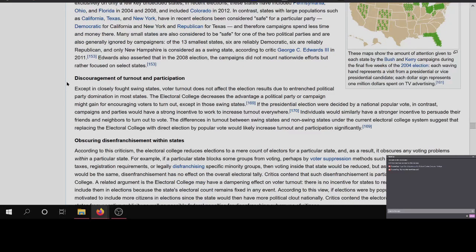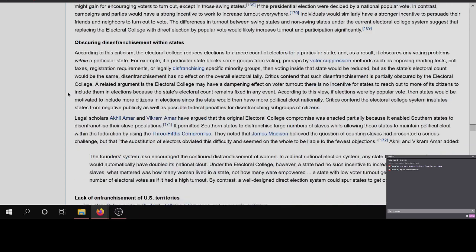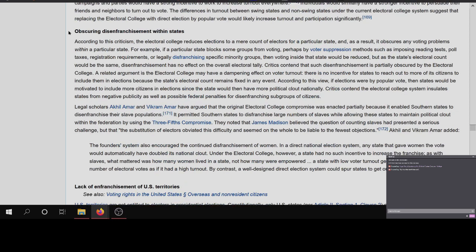So, discouragement of turnout and participation. Except in closely fought swing states, voter turnout does not affect the election results due to entrenched political party domination in most states, and obscuring the infringement between states.